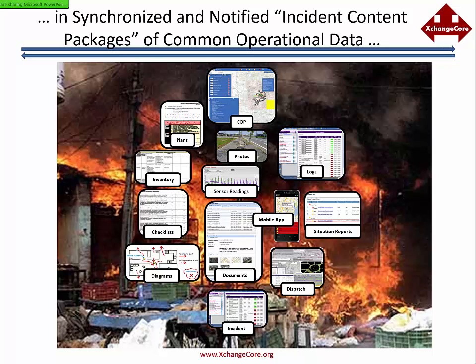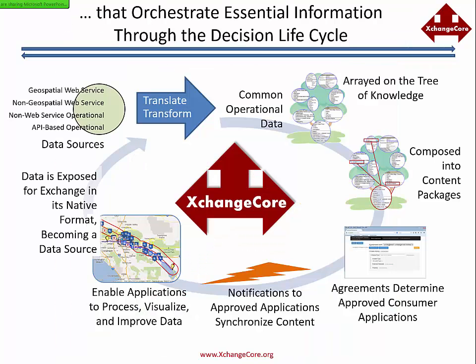And a content package is built around an incident like this fire. That content package takes that information from all those different applications, joins it together, associates it, and turns it into common operational data. Common operational data being national standard data, so that when it comes out the other side, receiving applications know what to do with it. That all allows us collectively to orchestrate a central element throughout the entire disaster decision lifecycle.